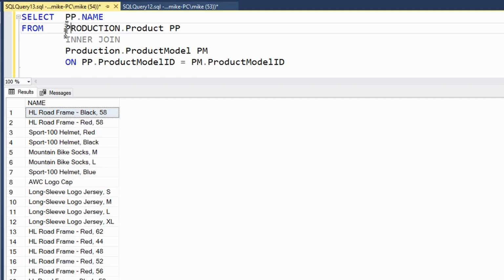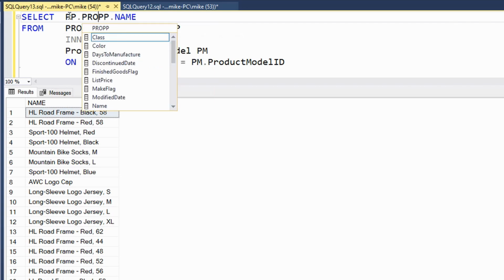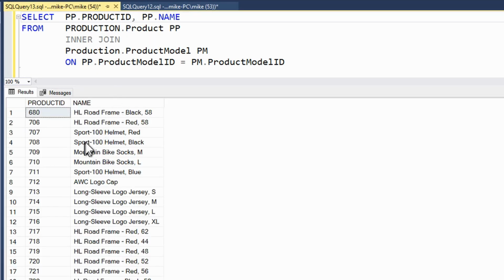That's actually worked. And you know what? I'm going to put another column up there, product ID. Again, I'm going to prefix it with the PP table alias. And there we go. So what did I do? I prefixed my column names with table names.